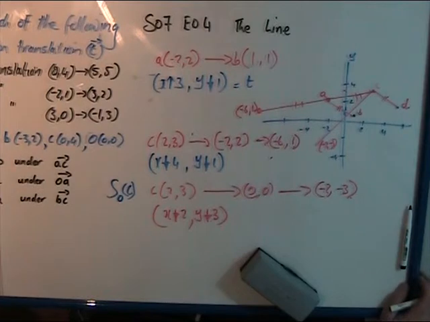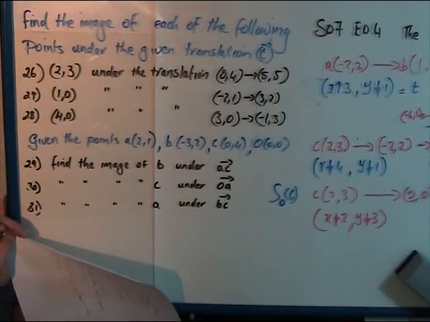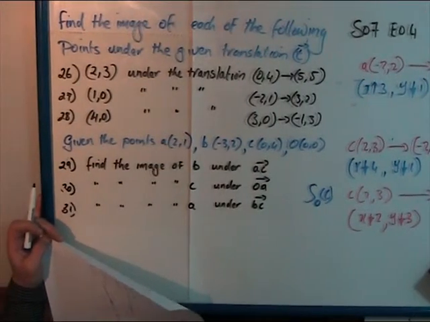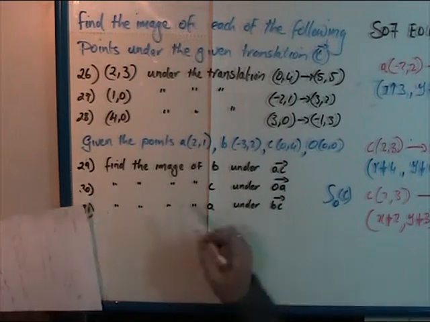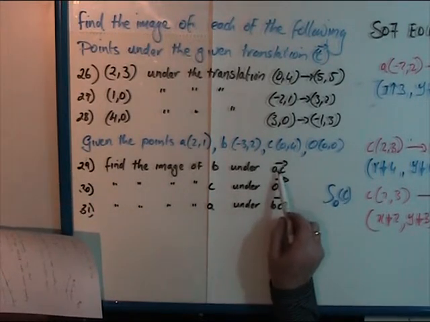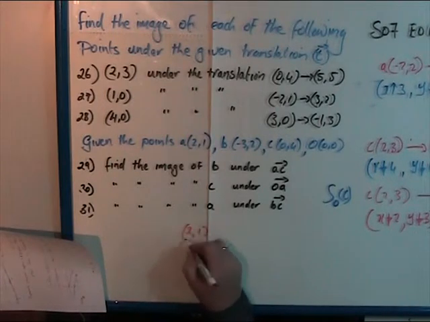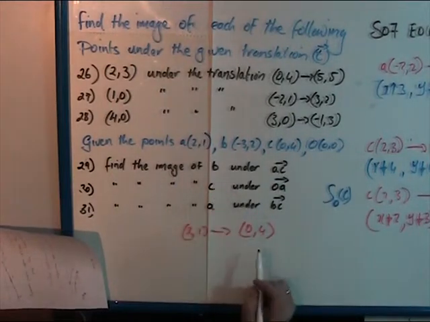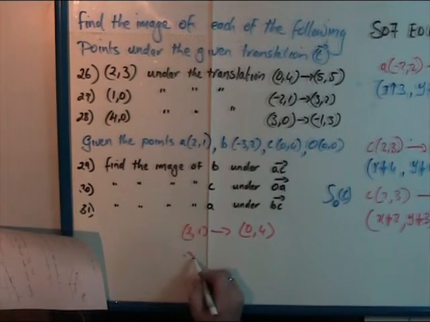Remembering that, looking at the questions here, let's have just a quick look. Find the image of B under the translation AC. So AC would be going from A to C, which is 0, 4. Okay, and you have to put B under this translation. So B is minus 3, 2.